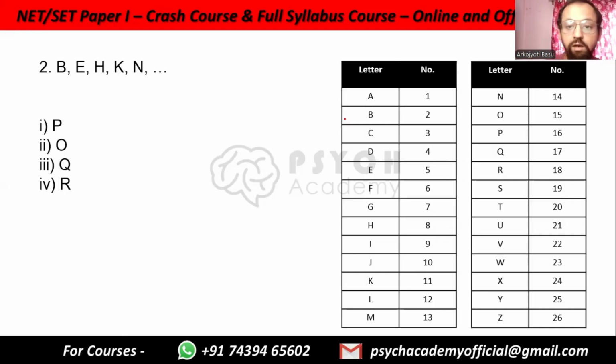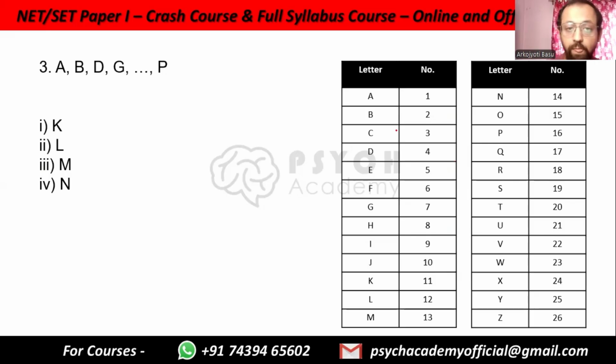B, E, H, K, N, let's see. B is 2, E is 5, H is 8, K is 11, N is 14. Okay, so let's see how it is increasing. 2 plus 3 is 5, 5 plus 3 is 8, 8 plus 3 is 11, 11 plus 3 is 14, 14 plus 3 is 17. So the next one is Q.